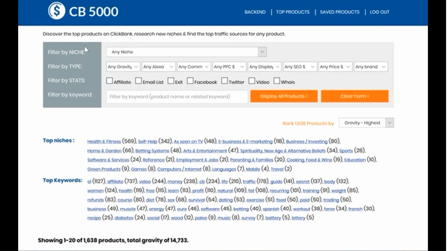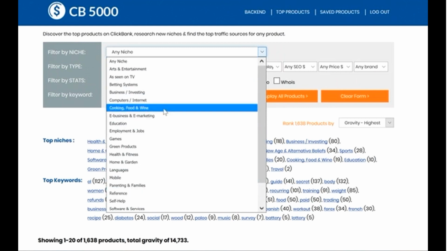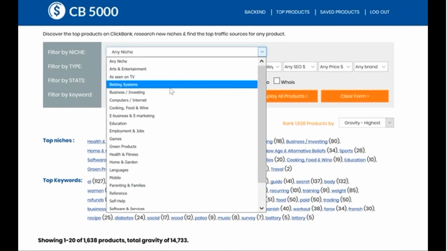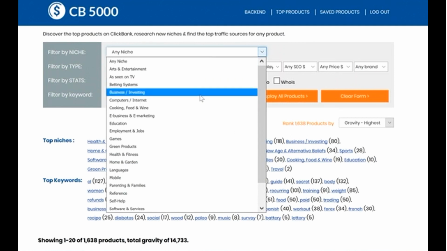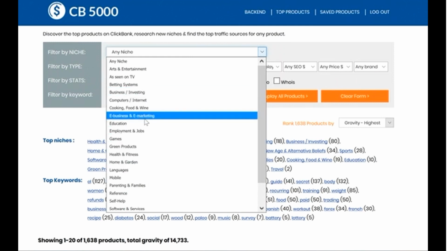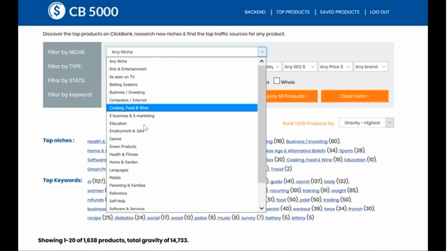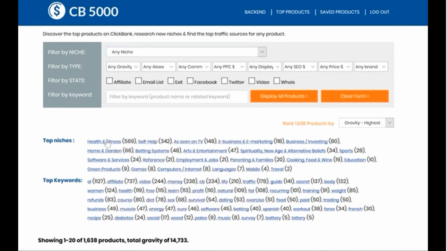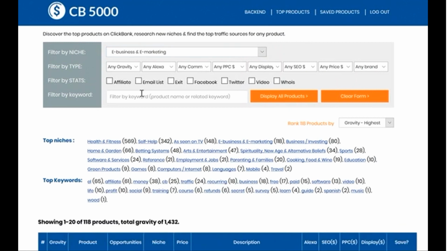So the first thing you'll see is we have this filter by niche option, and these are ClickBank's own categories. So for example, in terms of internet marketing, it's a bit hit and miss really. These categories have evolved over time, but they've not really been changed that much, even though obviously trends change and there's no internet marketing category as such. There's e-business and e-marketing. There's no dieting category. There's health and fitness. So the categories here can be a little bit hit and miss, and so you may decide to look at some of our keywords down here which have been pulled from the title. But anyway, let's for example choose e-business and e-marketing, which is going to show us internet marketing products.